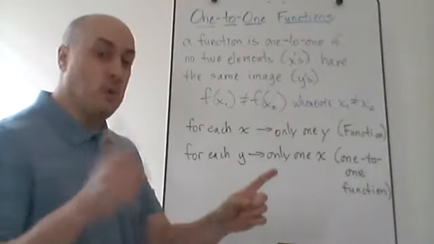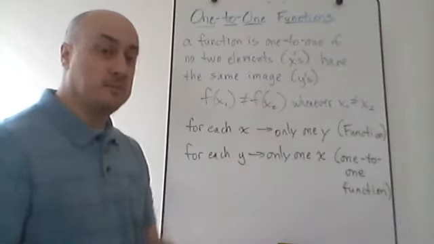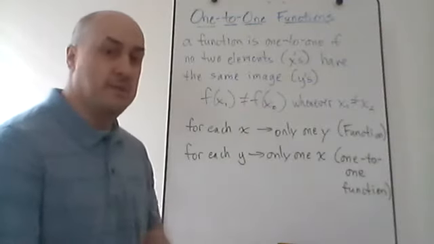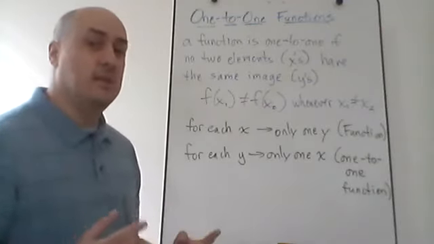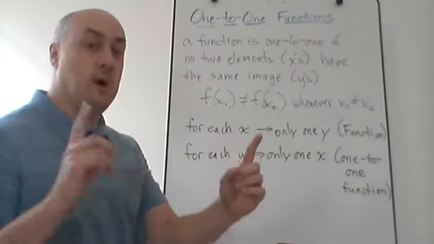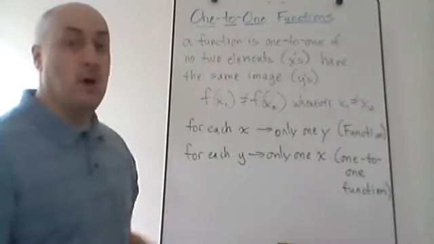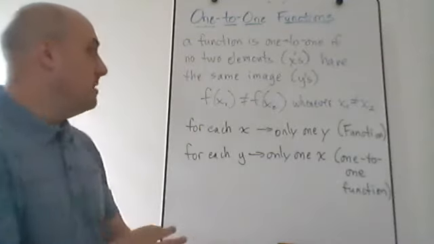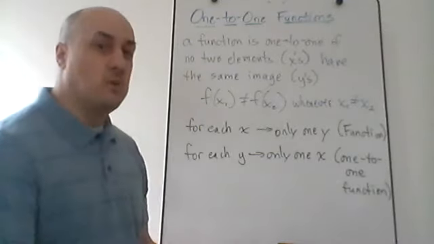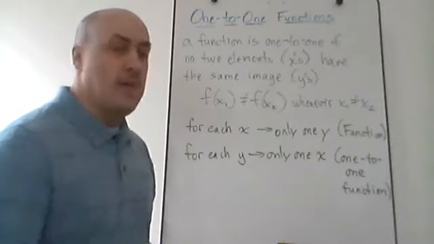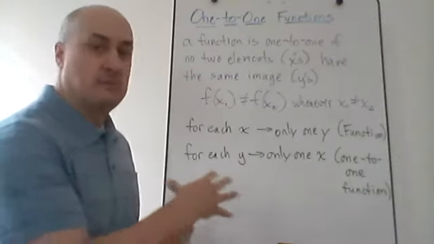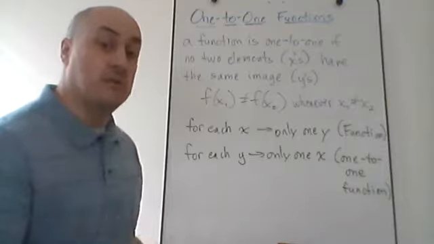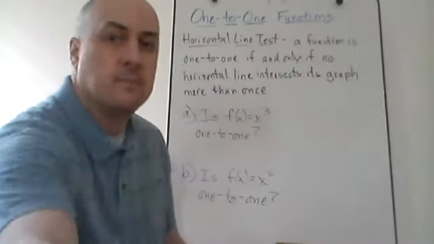So one-to-one: one x for every y and one y for every x. That's what we mean by the definition of a one-to-one function. If you think about it in those terms, it makes sense why they call it a one-to-one function, and that's what the definition is. So that's the definition of a one-to-one function. I'm going to pause the recording and erase the definition here, and then put up a graphical test we can use to test whether or not something is a one-to-one function.